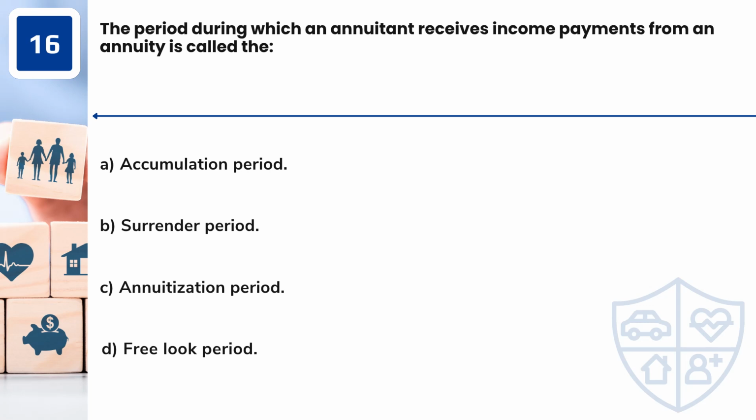Question 16. The period during which an annuitant receives income payments from an annuity is called the A. Accumulation period, B. Surrender period, C. Annuitization period, D. Free look period.